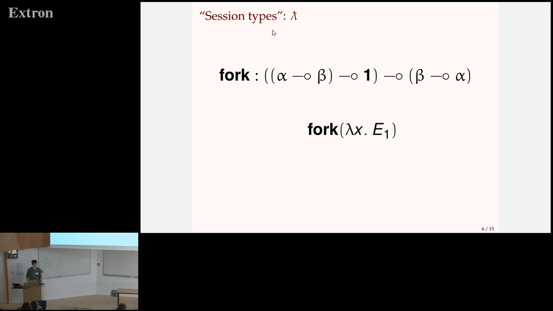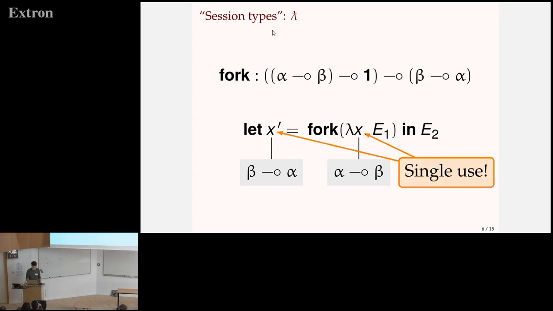So what's the intuition here? We usually pass fork a lambda, and then this x gets function type alpha to beta. We usually bind the result to some other function x prime, which gets type beta to alpha. And the idea is that when you call these functions simultaneously, then the arguments get exchanged and returned from the other call. And these things are linear, so they are single use.